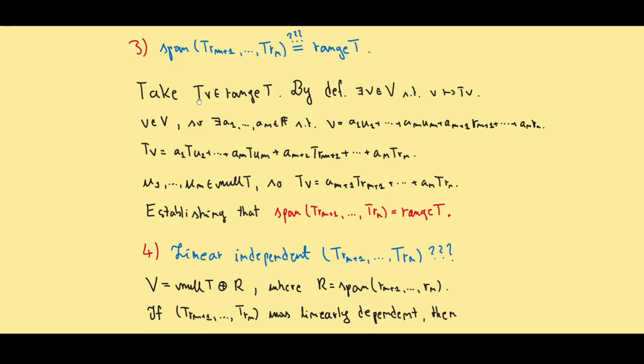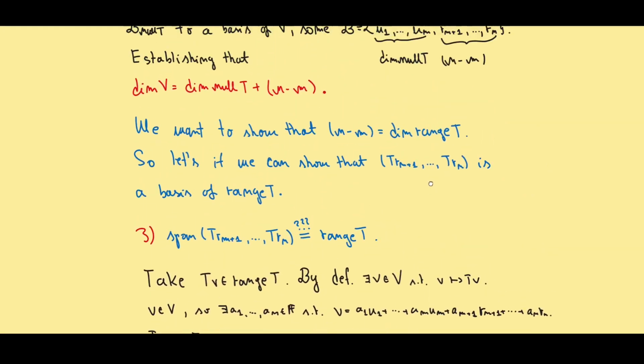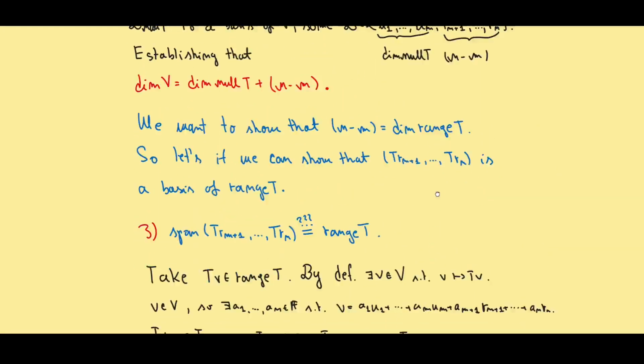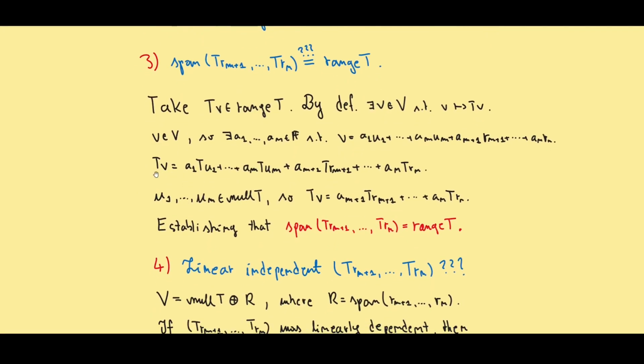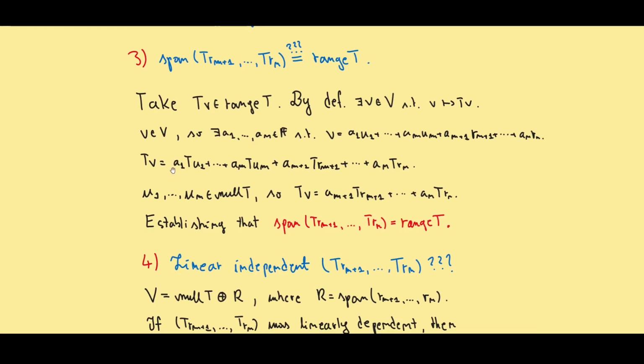Well, take some arbitrary Tv from range T. By the definition, that means that there exists some v belonging to our space V such that v gets mapped to T of v. Now, due to v belonging to our finite dimensional vector space V, there exist scalars a1 to an such that we can express v as the linear combination of all of these vectors over here, the basis vectors. Now apply T to this. So we get that T of v is equal to this.